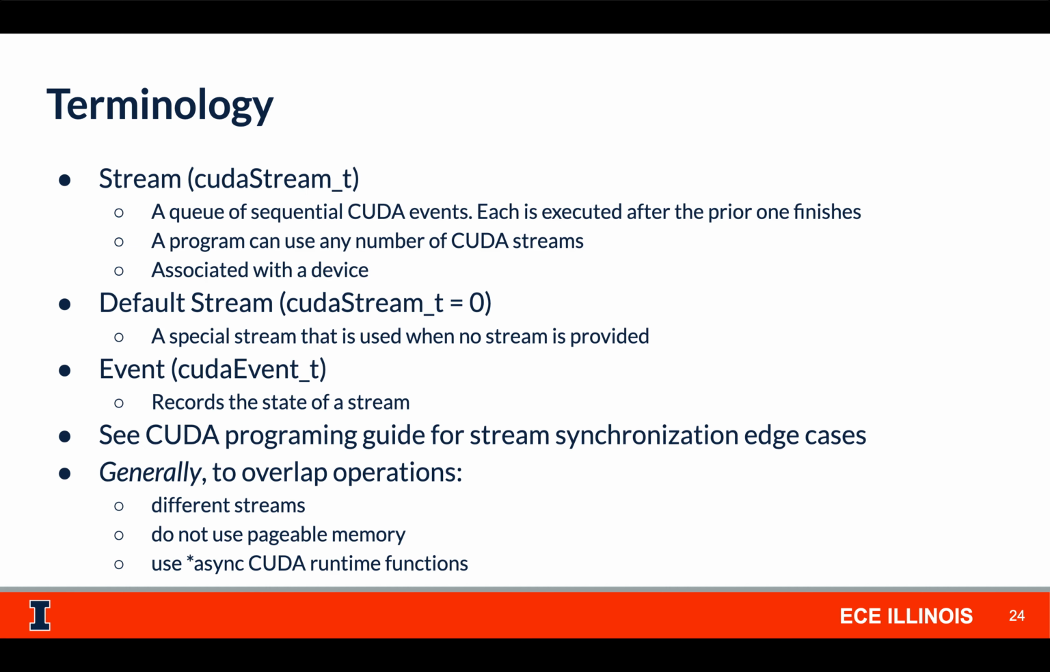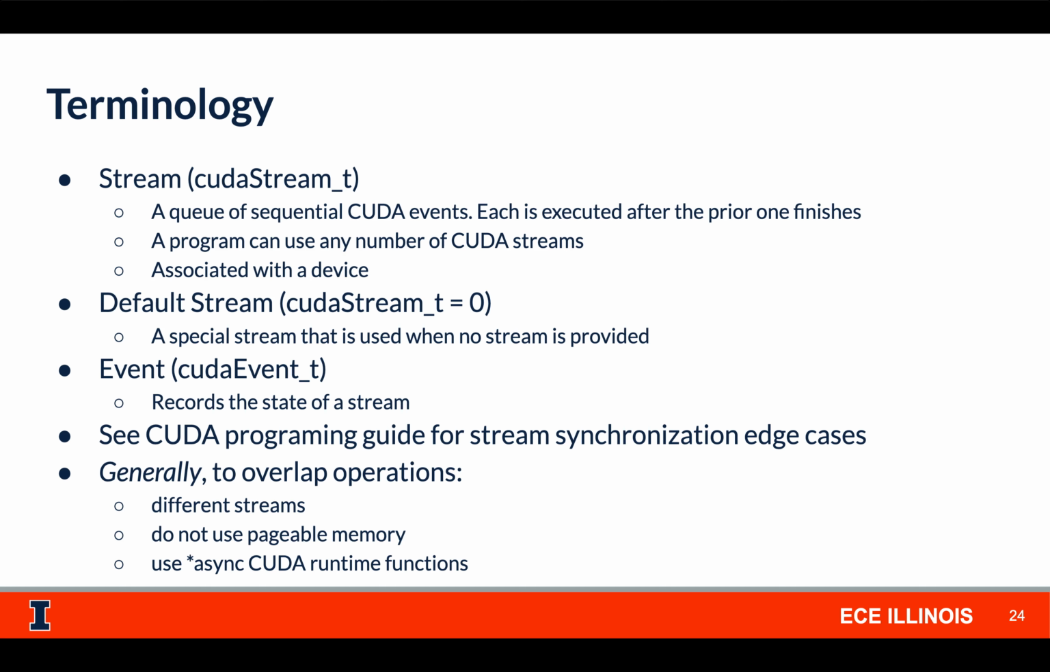So this isn't directly related to profiling, but it's relevant. We're going to need to understand something called a stream, which is a queue of sequential CUDA events, and each one is executed after the prior one finishes, and you're able to insert things into these queues, such as kernel launches and memory copies. Your program can use any number of these streams, and each of these streams is associated with a particular device. There are some exceptions to that.